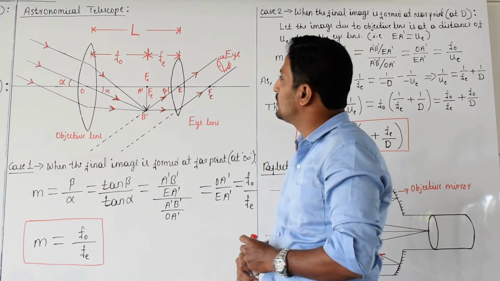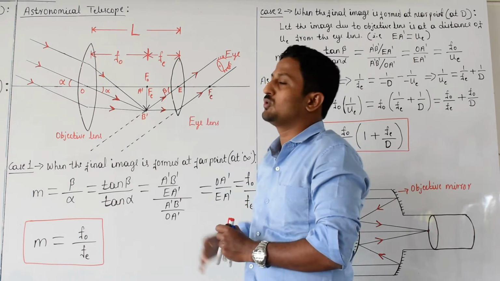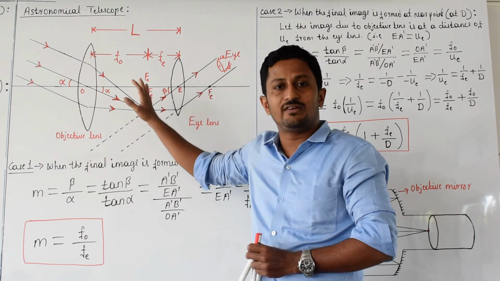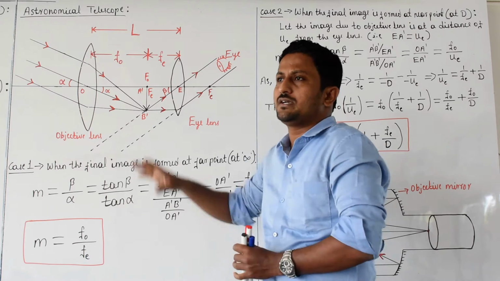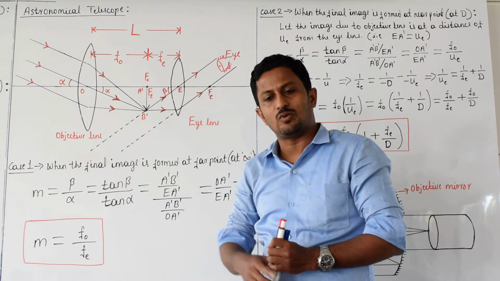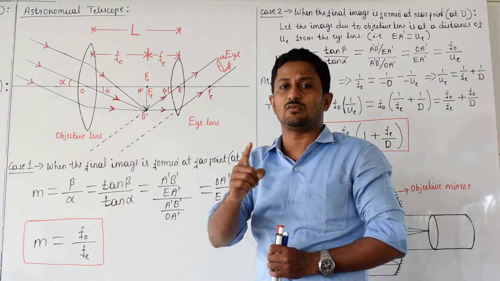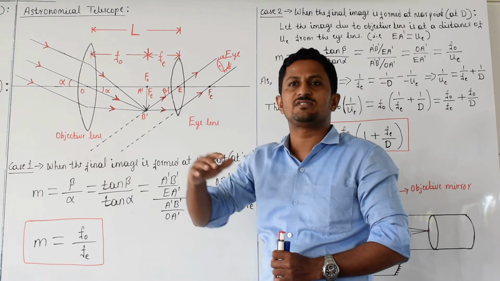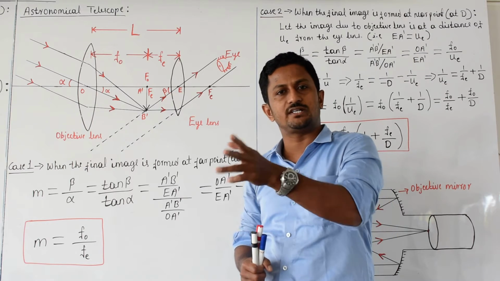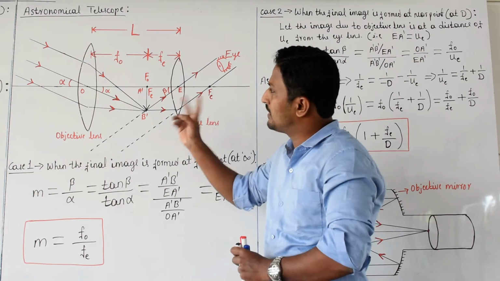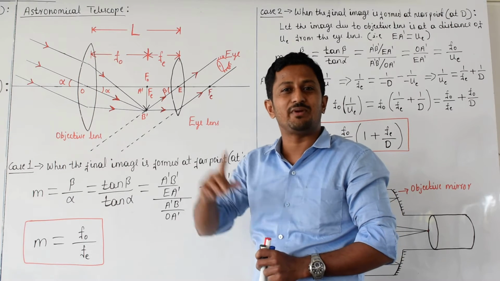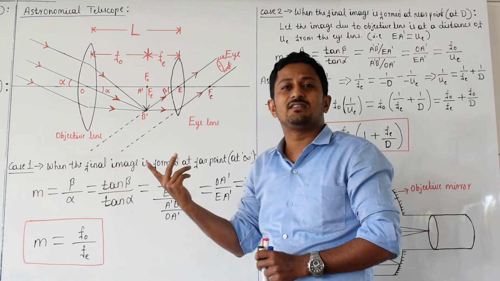So now here, look here, this is called the astronomical telescope. See here, this is the ray diagram of that telescope. This telescope also consists of two lenses, one as an objective lens and another as an eye lens. As we have seen in the compound microscope, that also had two lenses, objective lens and eye lens. Here also two lenses are there. Then what is the difference between the compound microscope and this telescope?